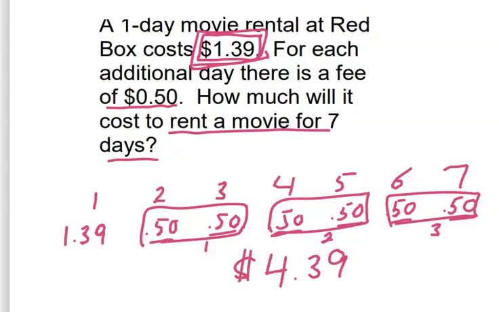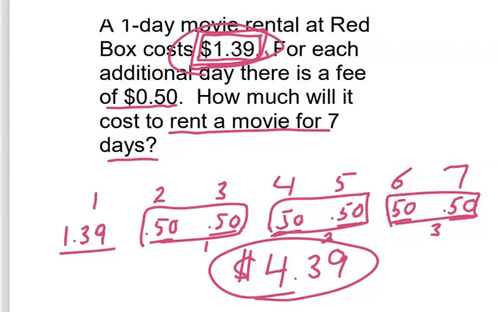So you just have to be careful when you read this to find out exactly what you're doing, because the first day is going to be a different cost than all the rest. Okay, and you don't want to do $1.39 times 7, right? And you can't do 50 times 7 because they're not all going to be 50 cents. So you just have to read it carefully, figure out how to do it, but the math is still pretty easy once you do that. All right, there we go. $4.39 would be your answer.